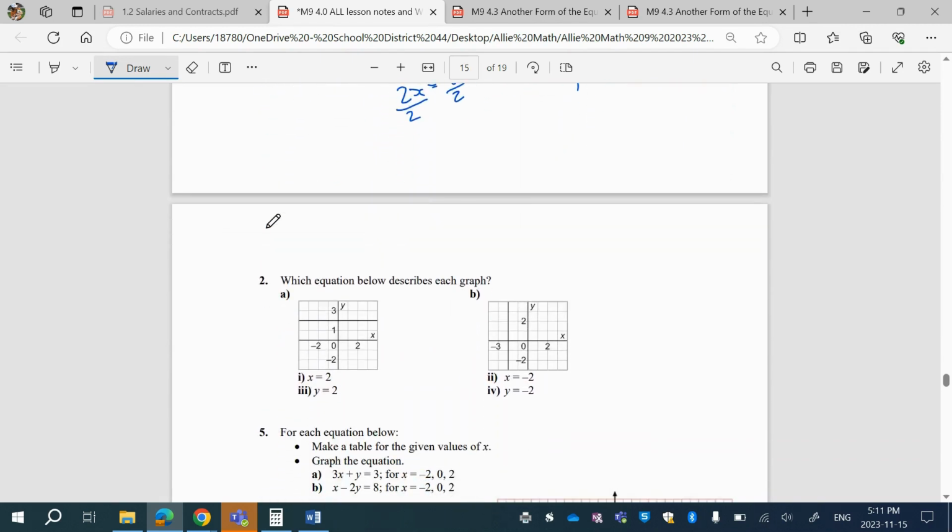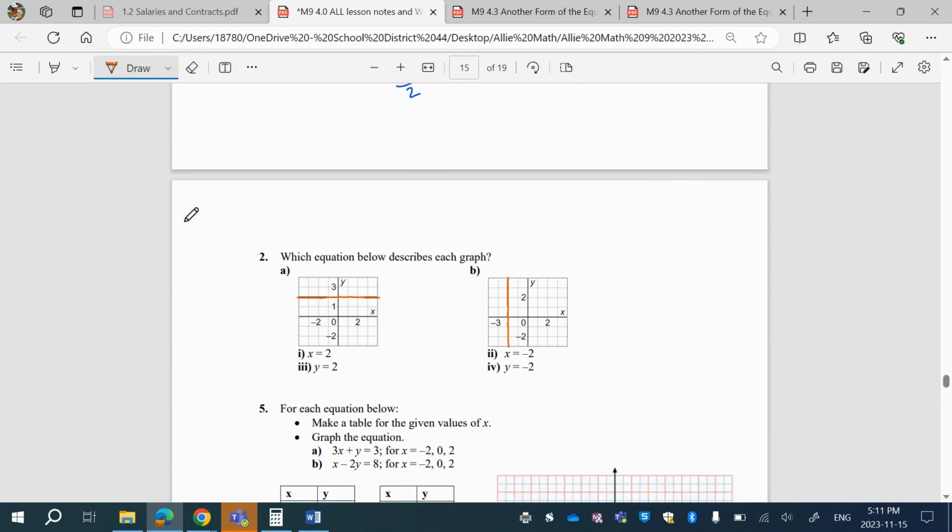So let's look. I'll get my red highlighter out here and just highlight the lines. That's the line right there, and in this one, that's the line right there. So what does this describe? Well, there are only y values. So there's only y equals 2. It only touches the y axis here. So let's go y equals 2.